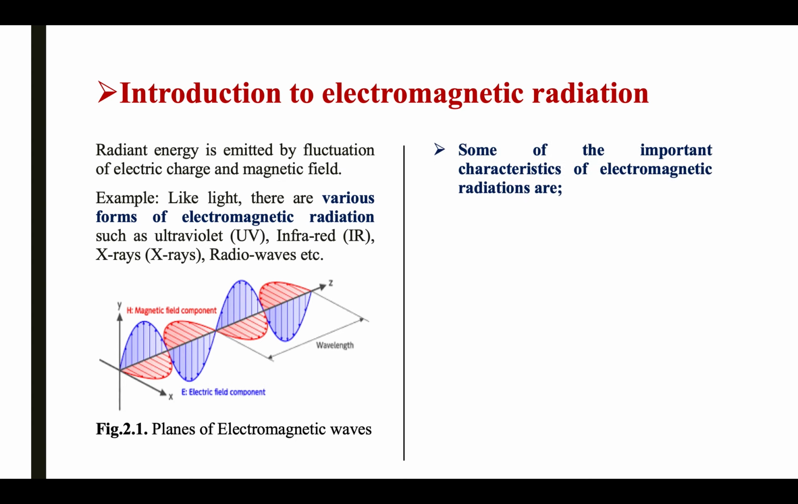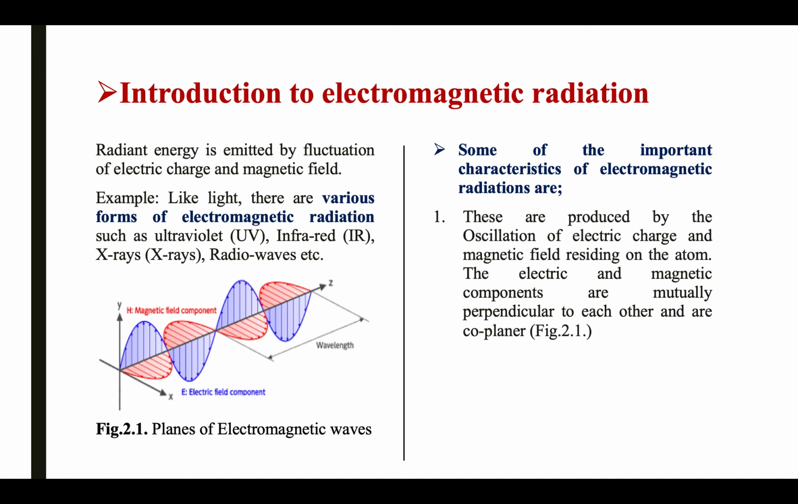So now we will see some of the important characteristics of electromagnetic radiations. The first characteristic is that these are produced by the oscillation of electric charge and magnetic field residing on the atom. So there are two types of oscillation. One is due to electric charge, and another is due to magnetic field. Due to electric charge, a magnetic field will be generated. That's why the two components are there.